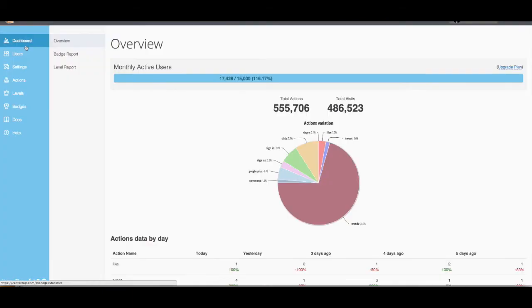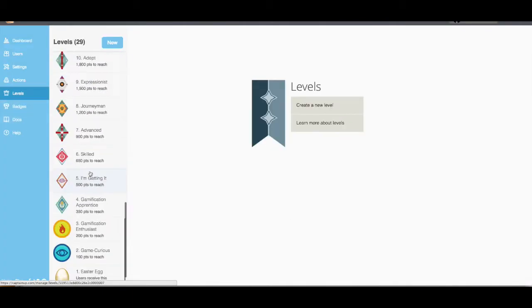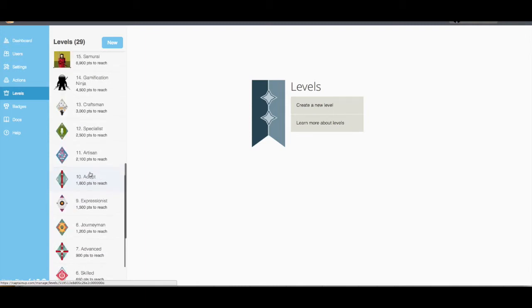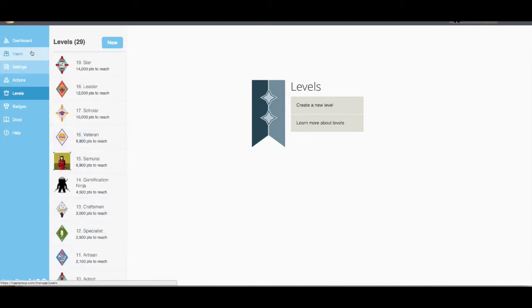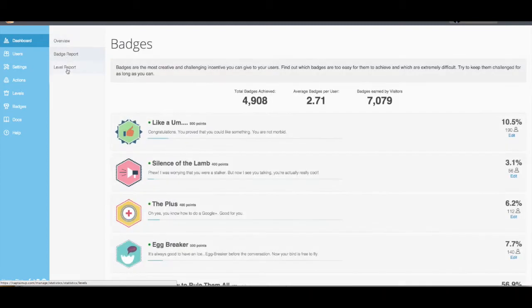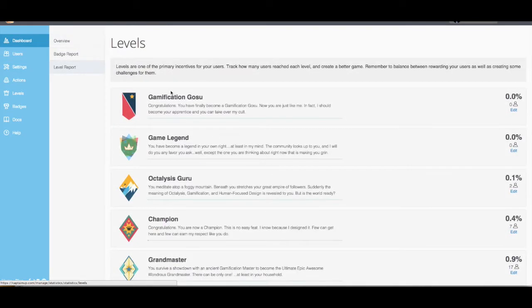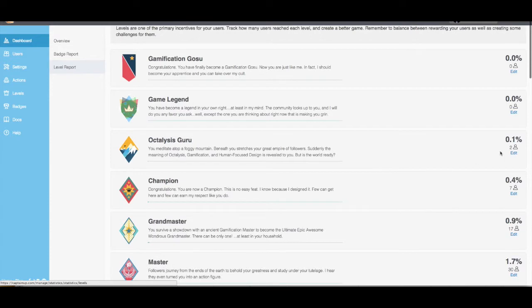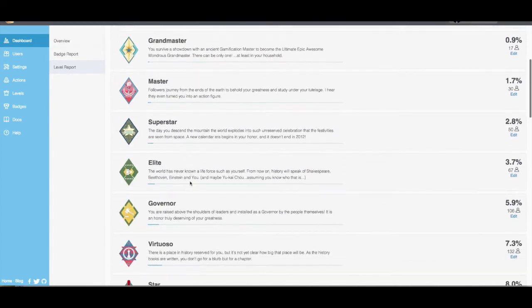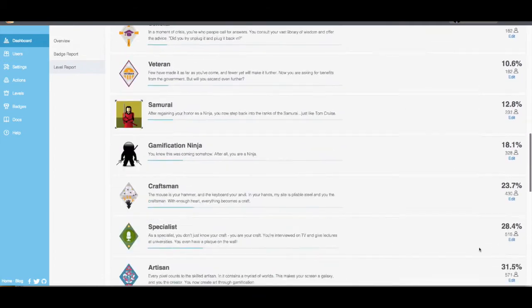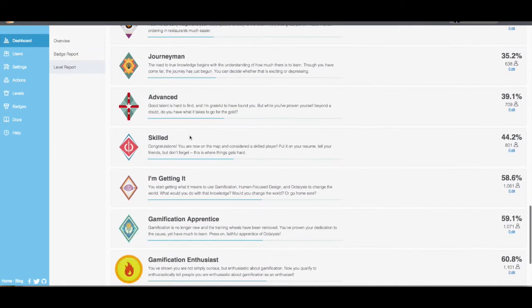If you look into the Captain Up dashboard, at the level setup, most people would be around level 14, 15. We can actually look at that data. If we look at the level report, we'll see that 0% of the users reach Gamification Gosu, which is very difficult. You need 1 million points. 0 is a Game Legend. There are only two guys who have become Octalysis Gurus, and there are 7 champions. You can see the percentage of the users getting to each level, and only 44% of the users are actually skilled.